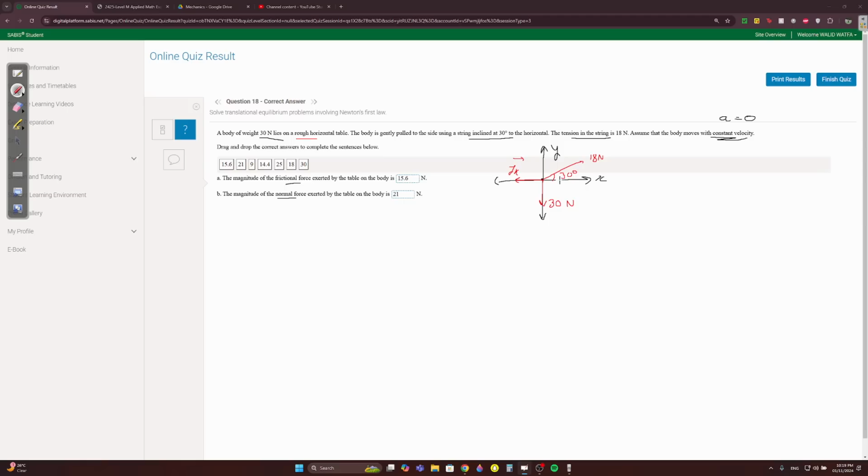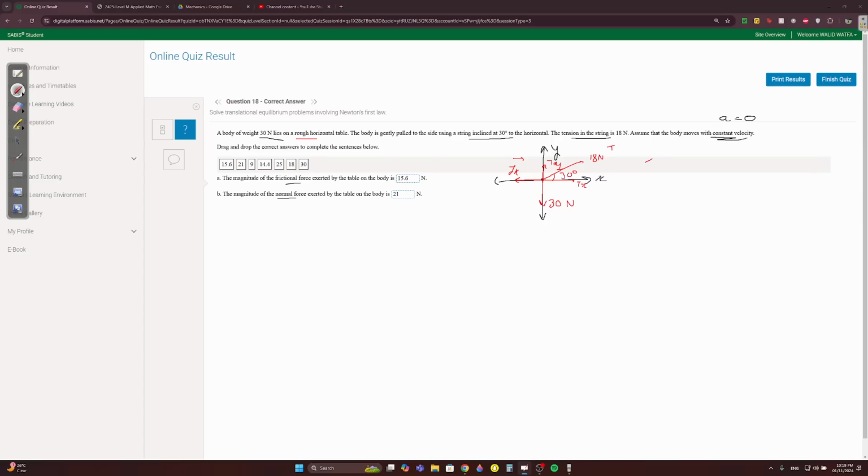Vector symbols. What's one thing I'm missing? What did I always tell you? If you have an angled force, what do I have to do? I have to resolve it into its components. So I'm going to call it tension, and I have to resolve it into Tx and Ty. Ty here, with Tx here.